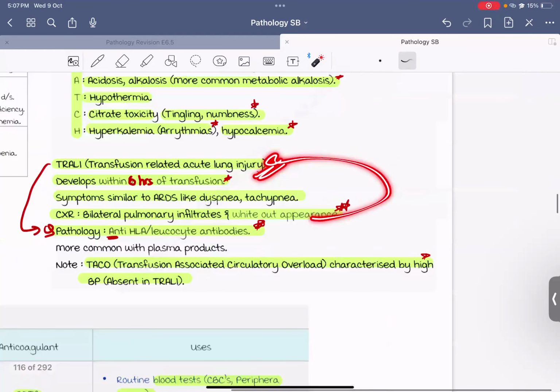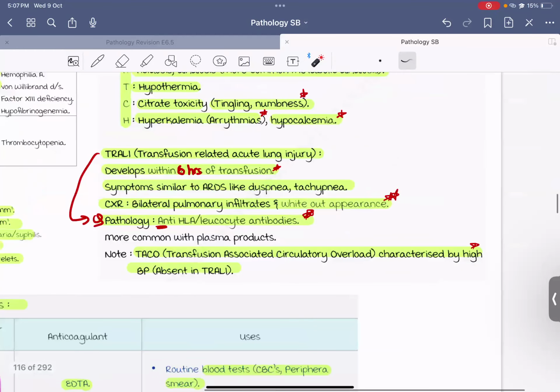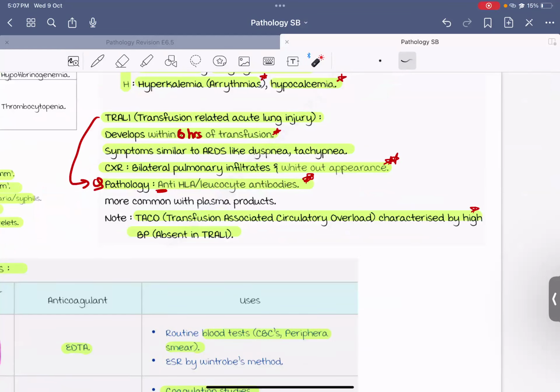What is the pathology? For pathology, what is important to remember is that in TRALI, it's the leukocyte antibodies, or we can say anti-HLA antibodies, which play a major role. Just remember this. TRALI is a complication after transfusion within 6 hours, in which there is some role of anti-HLA, or we can say leukocyte antibodies.